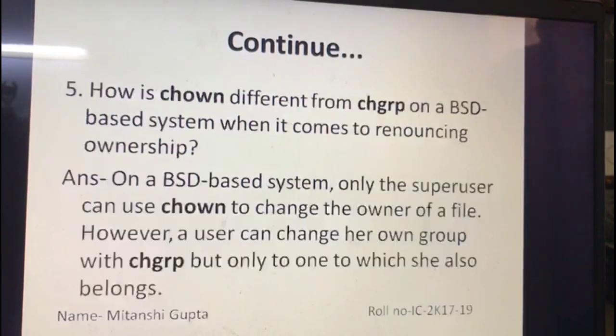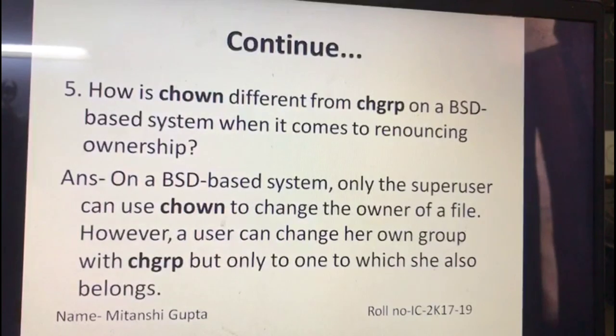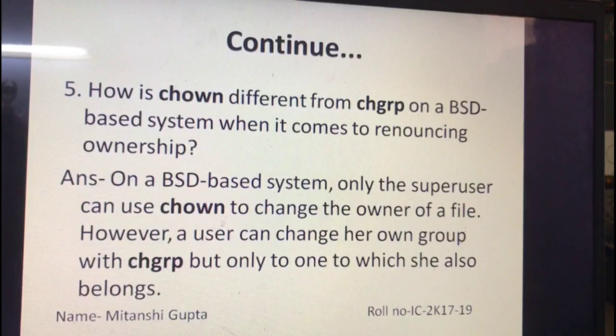Now the last question is, how is chown different from chgrp on a BSD-based system when it comes to renouncing ownership? We know that the command chown is used to change the owner of the file and chgrp is used to change the group. So here the answer is, on a BSD-based system, only the superuser can use the chown command to change the owner of a file. However, a user can change her group with the chgrp command but only to one to which he or she also belongs.